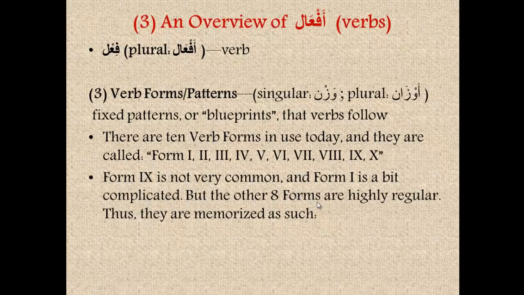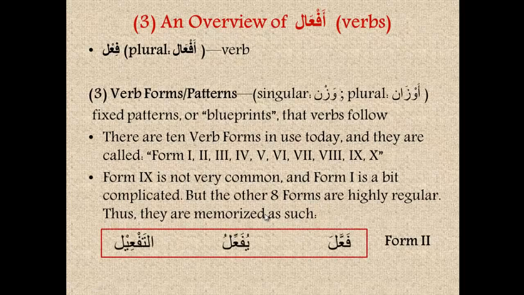But the other 8 forms, forms 2, 3, 4, 5, 6, 7, 8, and 10 are highly regular. They are highly regular and highly standard. Thus, they are memorized as such. And I would encourage you to memorize them as well. We memorize them like this. Form 2, فَعَلَ يُفَعِلُ التَّفْعِيل. Just like that. Form 2, فَعَلَ يُفَعِلُ التَّفْعِيل, as an entire set.